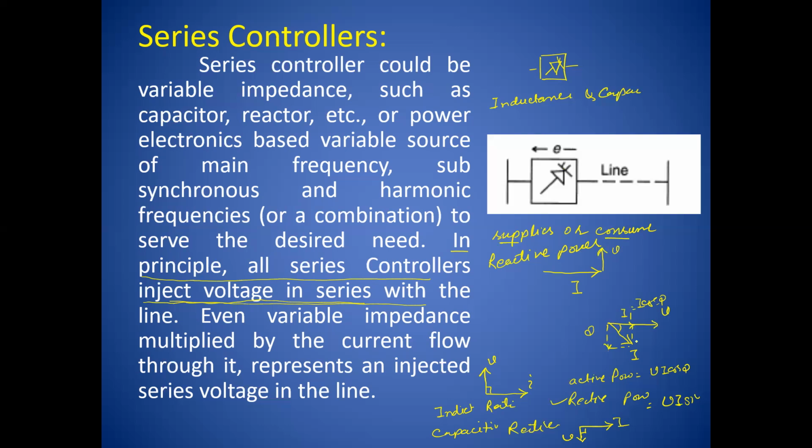Whereas at any angle less than 90 degrees, suppose in this diagram it is less than 90 degrees, it supplies or consumes reactive power as well as active power, isn't it? If the current is on the leading side, it will supply reactive power. When the current is lagging, it will consume reactive power. But if the injected voltage is not in phase quadrature, it controls reactive power as well as active power. So when the series controller is connected into the transmission line, it controls active power as well as reactive power. In this way, it enhances the power transfer capability of the transmission line. So this is called a series controller.